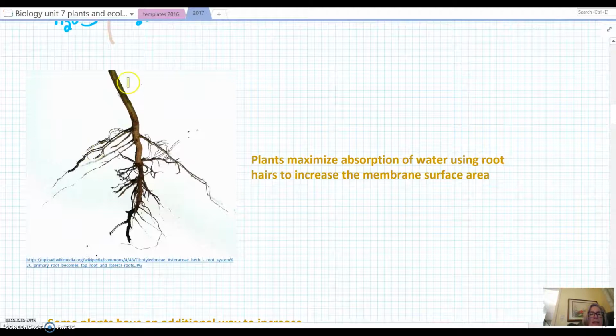And what this does is it increases the surface area if you go all along outside of all of these little root hairs, and the more surface area you have, the more membrane you have, the more osmosis you can have. So plants make this structural modification so that they can get the maximum amount of osmosis, the maximum amount of water out of the soil.